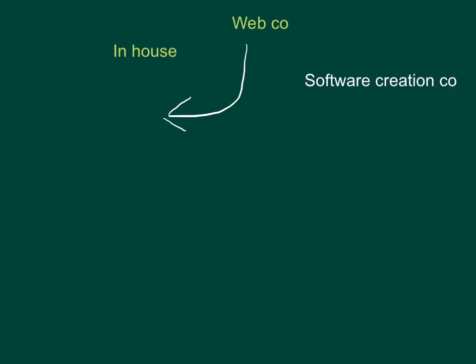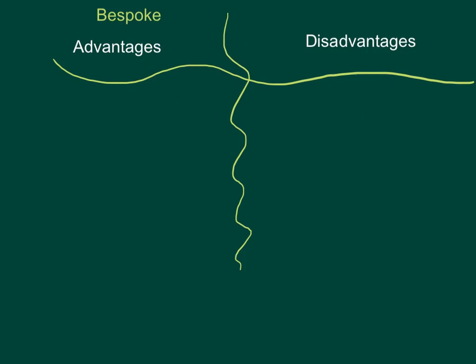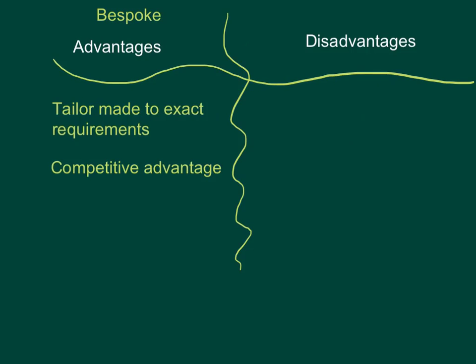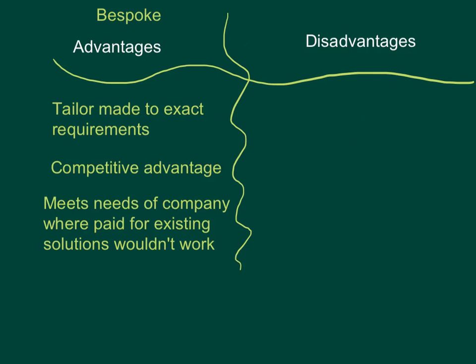and they would get them to build it for them in their company offices, and then obviously they would purchase this software. So, the advantages and disadvantages of bespoke software. First of all, it's tailor-made to their exact requirements, so it meets everything that they want to do.